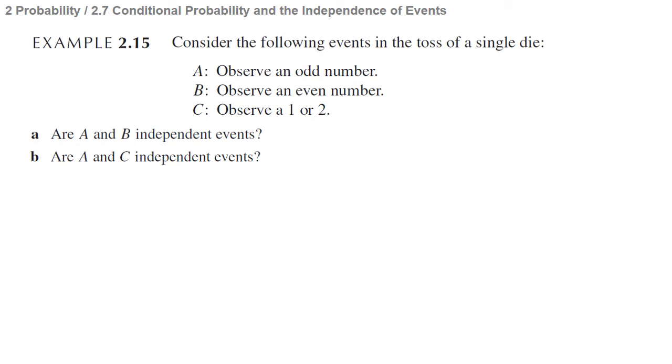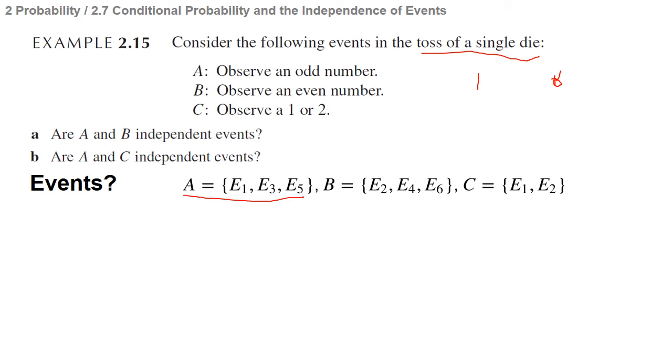Let's see. The experiment here is tossing a single die. And what would be a simple event? A simple event is observing 1, 2, up to 6 from the die. So observing a 1 is E1, and observing 6 would be E6. Let's think about events A, B, and C. Event A is observing odd numbers: E1, E3, E5. Event B is observing even numbers: E2, E4, E6. And event C, we observe a 1 or 2, so E1 and E2.